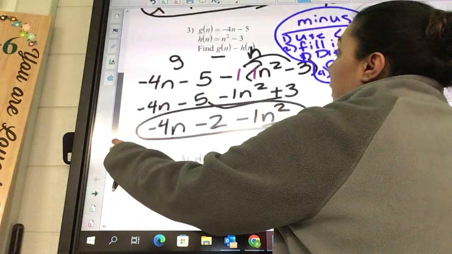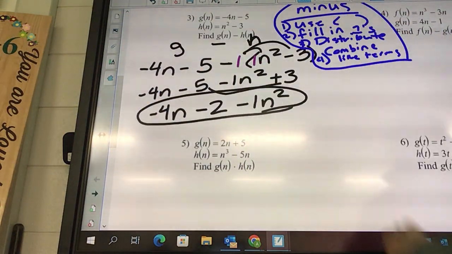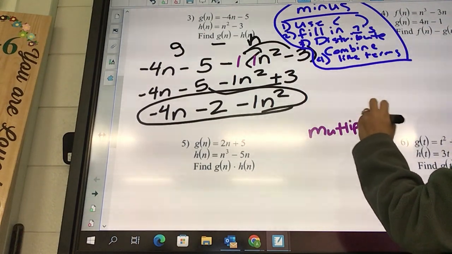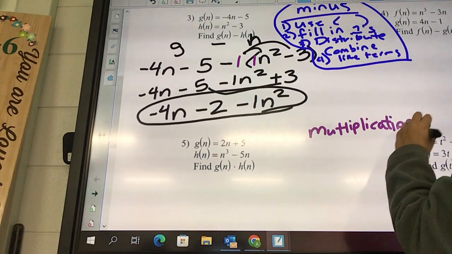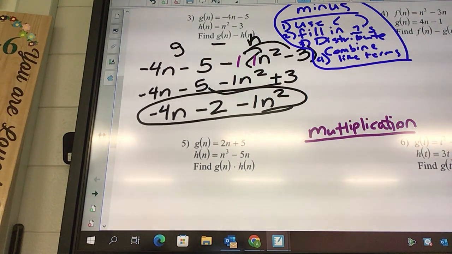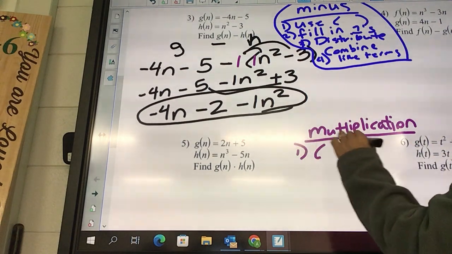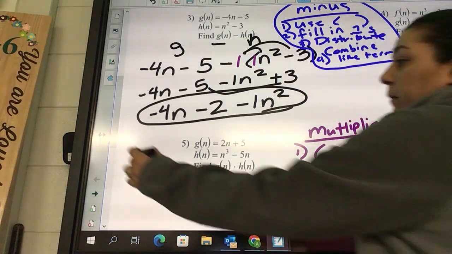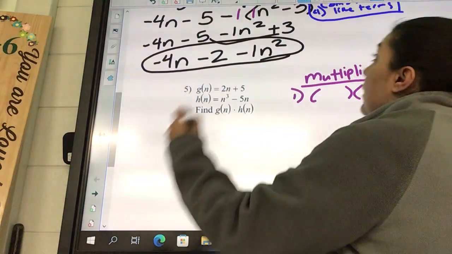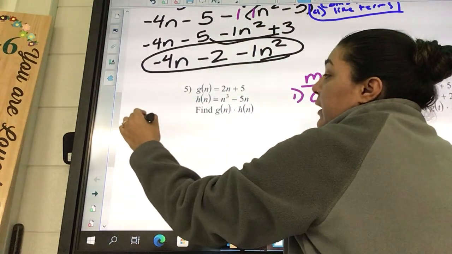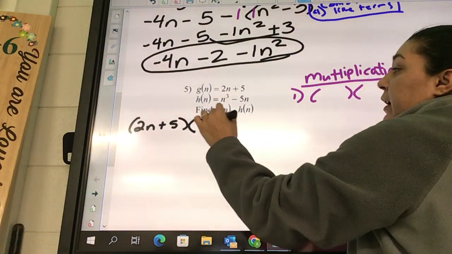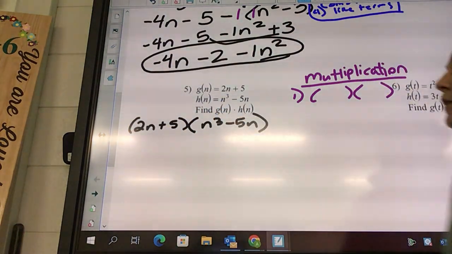Okay, number 5. What is that operation? Multiplication. Does anybody remember? How do we write these out? The parentheses. Okay, so step 1 is to put them like this. All right, put them in parentheses. Okay, so we're going to get g is 2n plus 5, and the h is n cubed minus 5n.